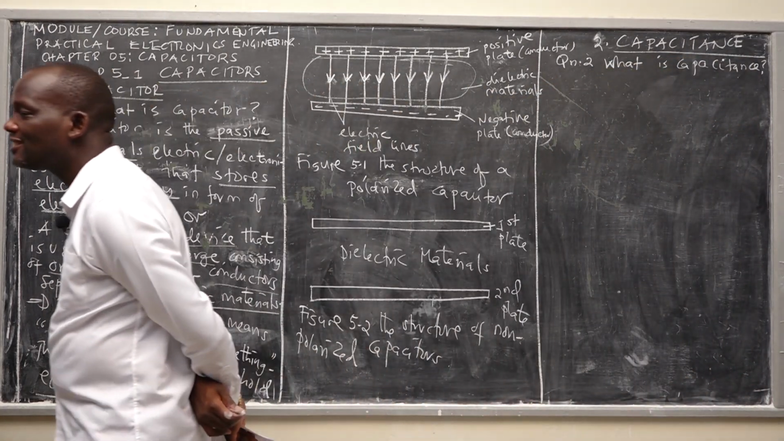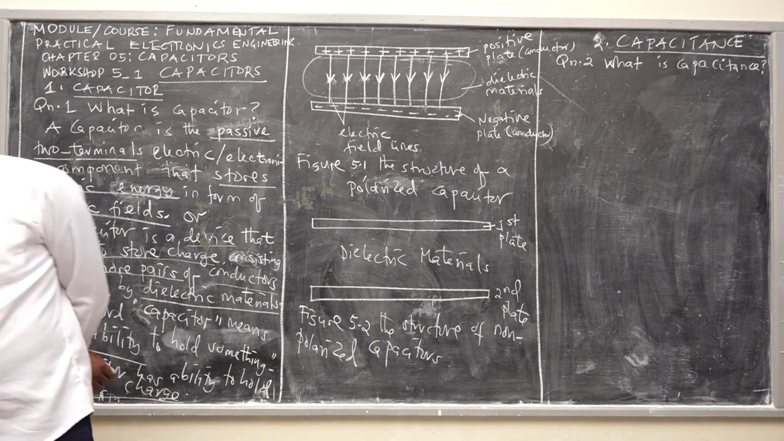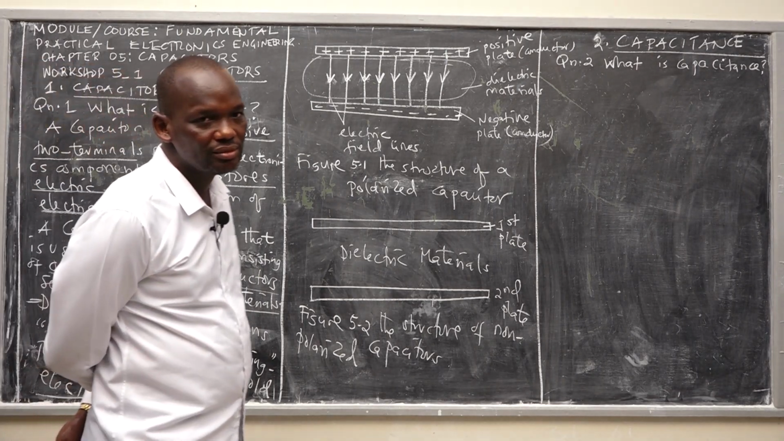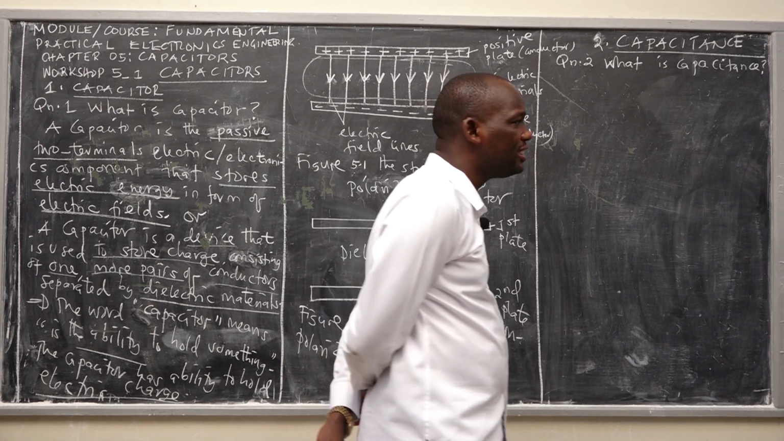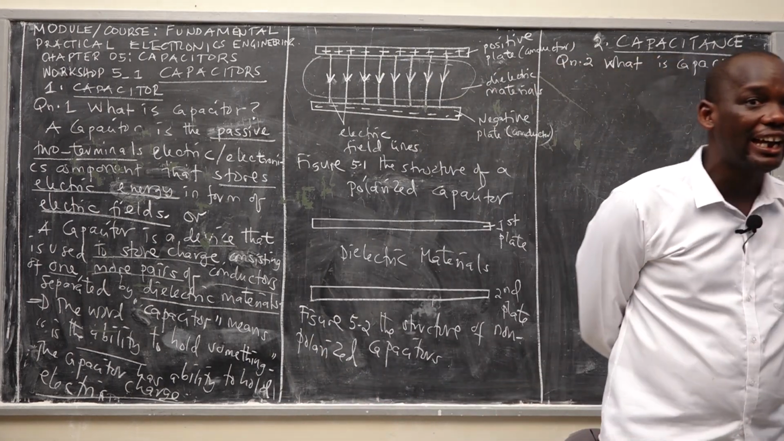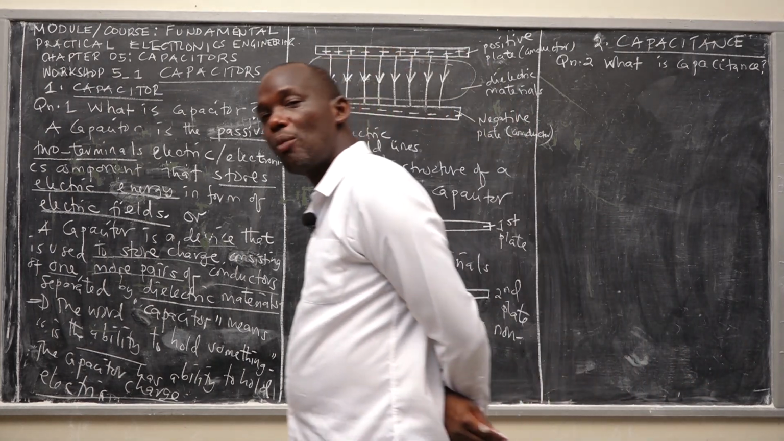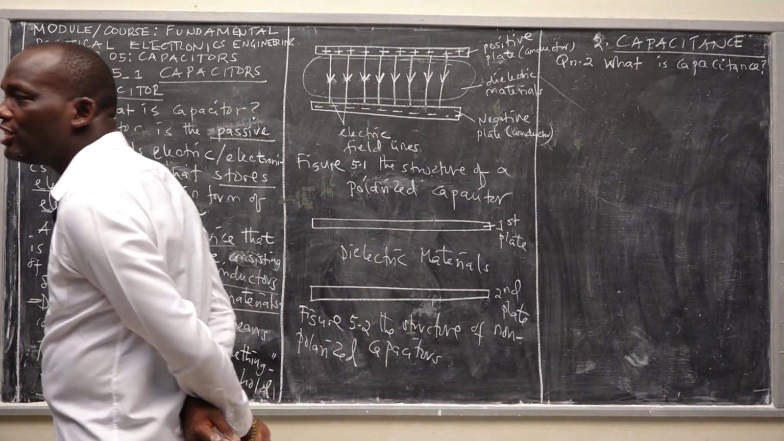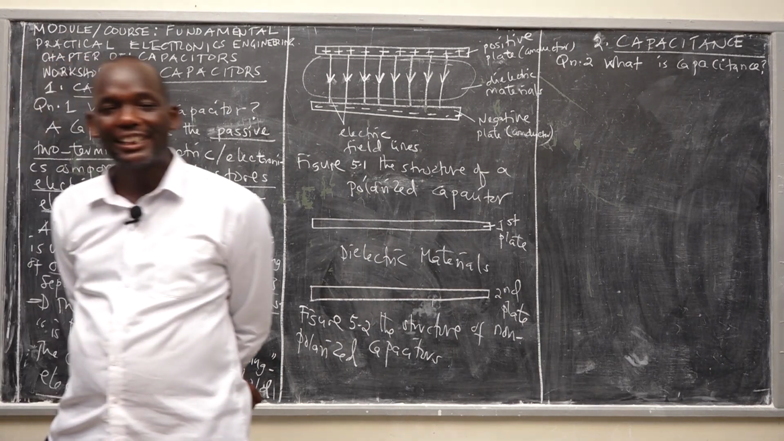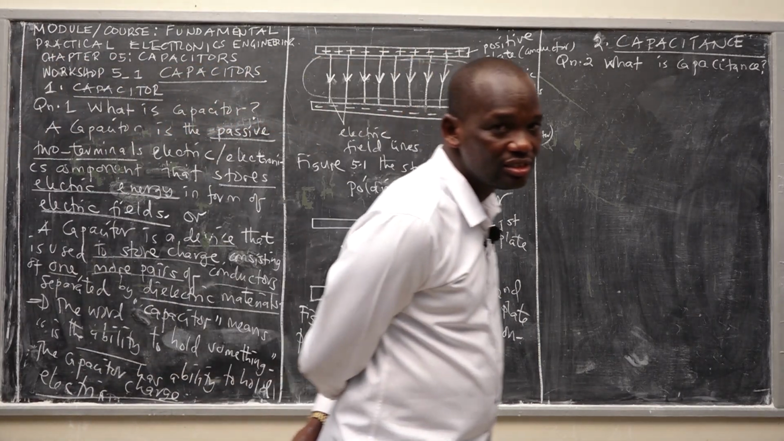So capacitance corresponds with the word resistance. The simple way to distinguish this terminology: resistor, it's a component, and capacitor also, it's a component. But resistance, it's a property, and capacitance, it's a property.